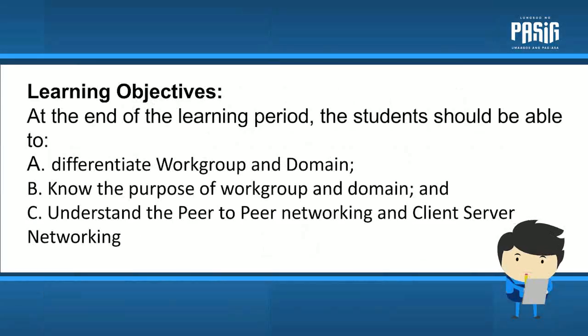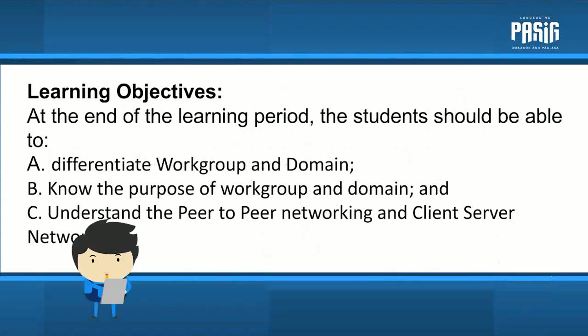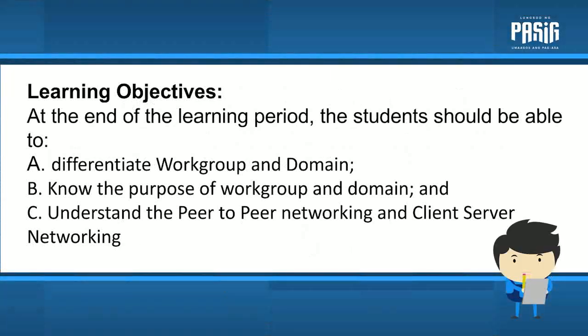Learning objectives. At the end of the learning period, the student should be able to: A. Differentiate workgroup and domain. B. Know the purpose of workgroup and domain. And C. Understand the peer-to-peer networking and client-server networking.